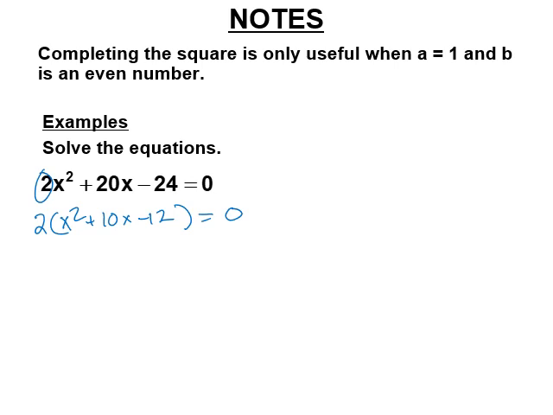Whoops, you know what? So we can divide by 2 both sides. Took me a second to remember what you can do here. X squared plus 10x minus 12 equals 0. Notice I divided both sides by 2, and that 2 just goes away. We're going to add 12 to both sides to get rid of the 12.